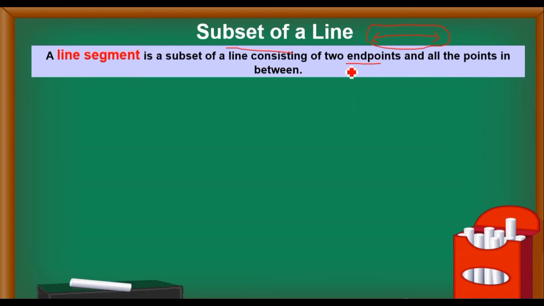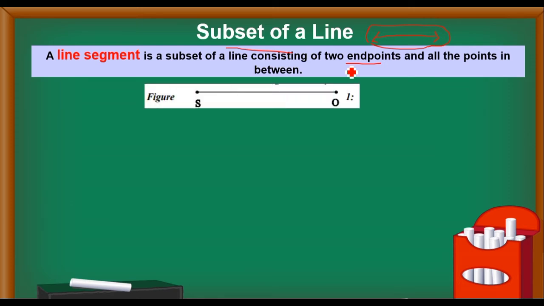Ayan. Kailangan lang nila ng dalawang endpoint. Ibig sabihin, mawawala yung arrow. Hindi natin kailangan ng arrow. At kapag sinabing line segment, eksakto po yung line niya. Hindi pwedeng humaba or hindi rin naman pwedeng umikli. Okay? So, eksakto lang po yung sukat niya.